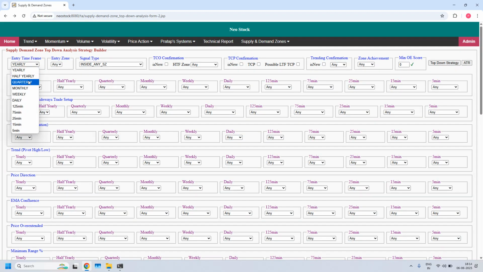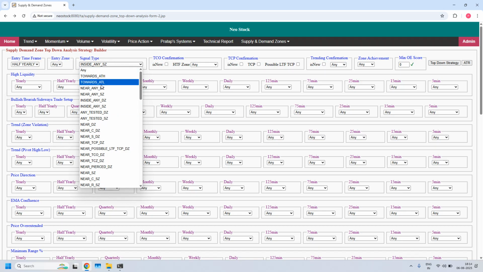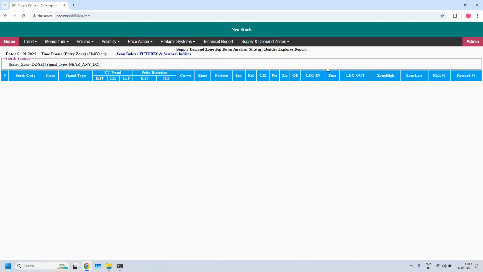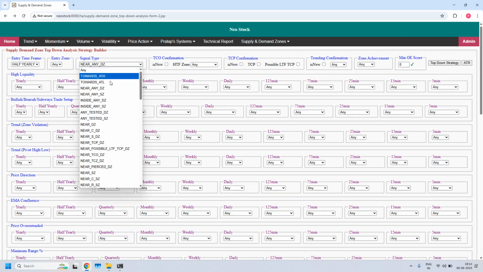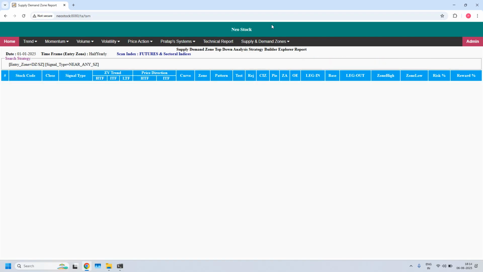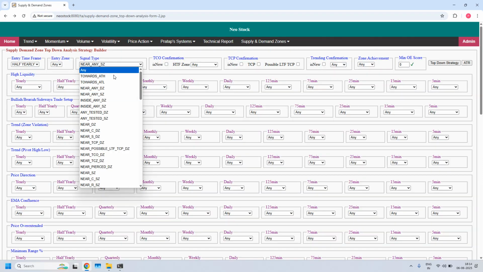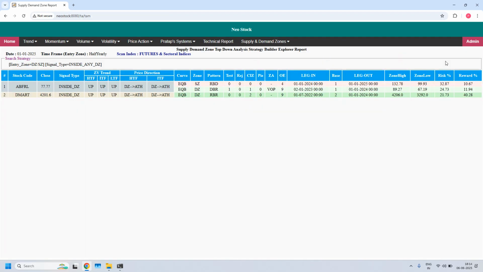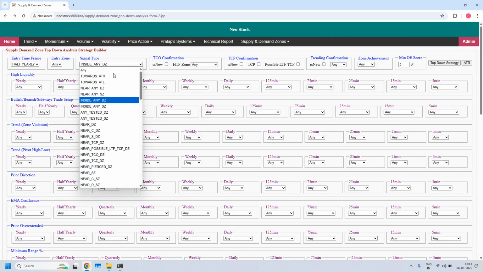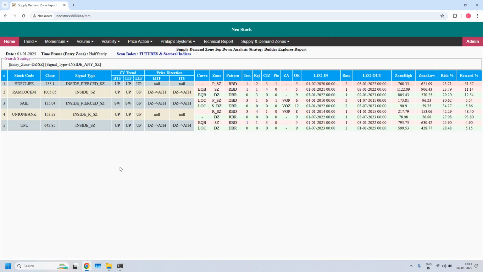Next time frame half yearly, stocks near half yearly demand zone, no stocks. Near half yearly supply zone, also no stocks. Price closed inside the half yearly demand zone, we got 2 stocks. Next, price closed inside the half yearly supply zone, we got 5 stocks.